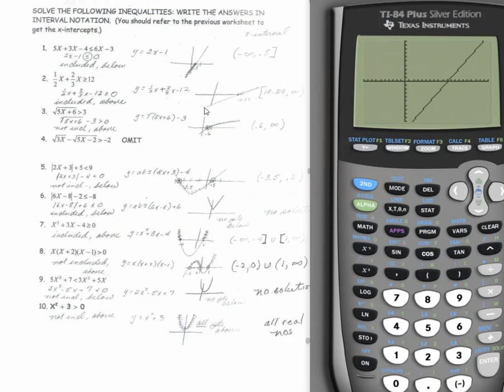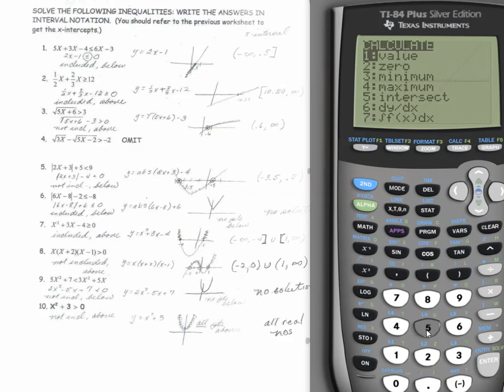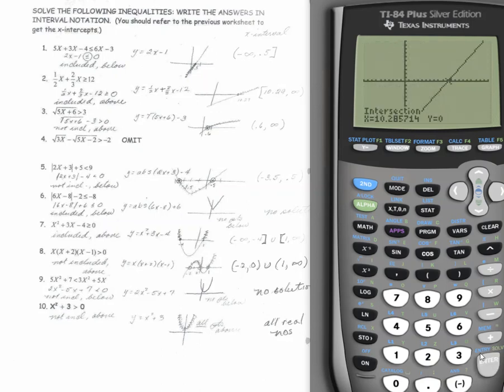Draw your little grid, draw your line. Let's find out what that point is. Second calc, 5, enter, enter, enter. And it's 10.28. Typically, we are rounding to the hundredths place, so this is 10.29. Because this is greater than or equal to 0, that means everything above. So it starts here at 10.29 and goes to infinity. So bracket 10.29, comma, infinity, parentheses. So that would take care of that one.